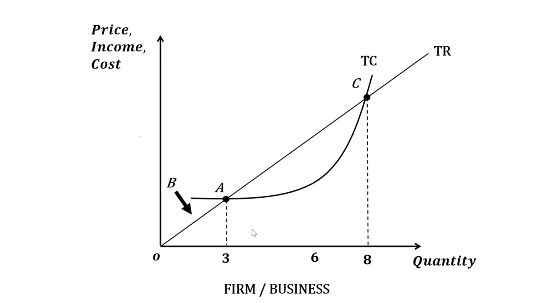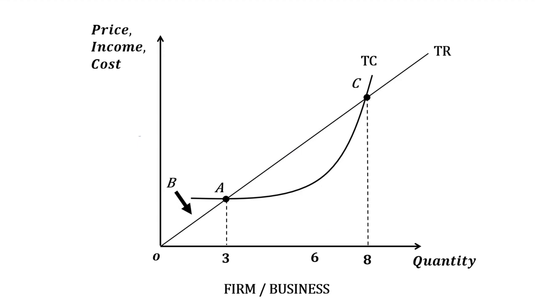So why does the firm make economic profit between three units and just before eight units? The reason is that your total revenue is more than your total cost. So the business or the firm earns more money than what it spends to produce the article. And that is why we say from just beyond three units and just before eight units, the firm is making economic profit.